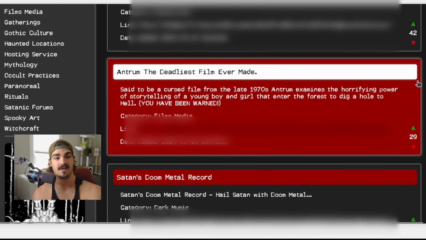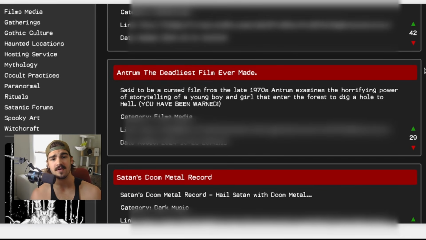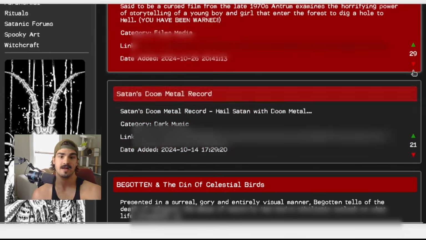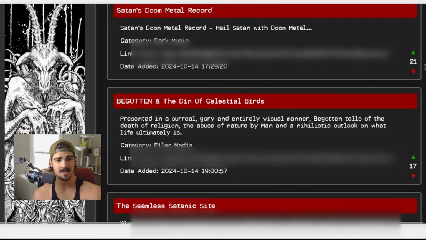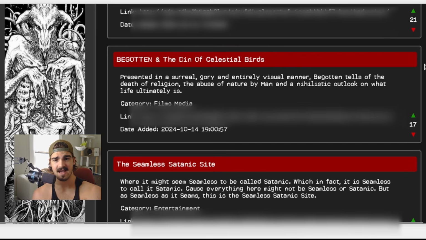Antrim, the deadliest film ever made. Said to be a cursed film from the late 1970s, Antrim examines the horrifying power of storytelling of a young boy and girl that enter the forest to dig a hole to hell. You have been warned. Weird. Satan's doom metal record. Hail Satan with doom metal. Weird. I'm not a big satanic guy. I'm not a big religion guy in general, to be honest with you guys.